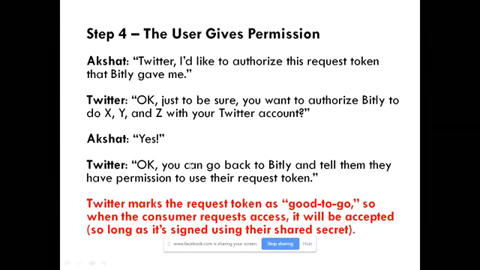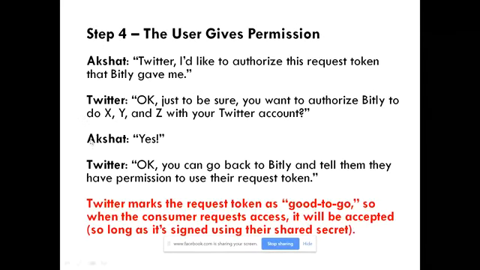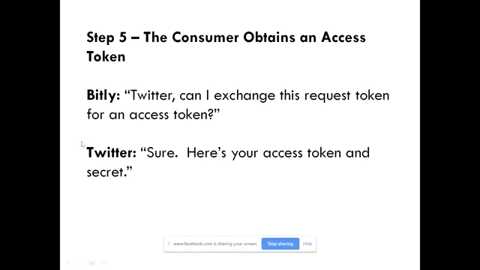Twitter says, okay, you can go back to bit.ly and tell it that it has permission to use this request token, since Twitter has authorized the request token. So now bit.ly has the permission to use this request token. Twitter has marked the request token as good to go. What happened till now is Akshat went to Twitter and authorized the request token, and it became an authorized request token. Now bit.ly has the authorized request token with it.